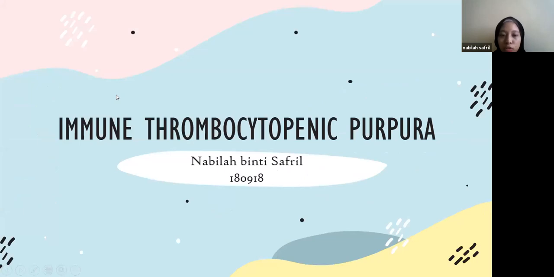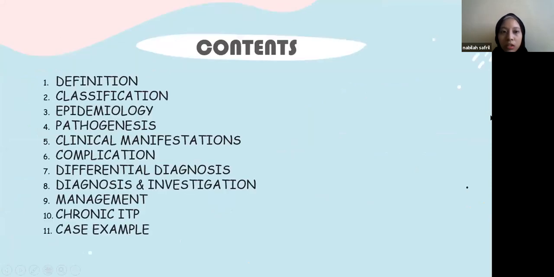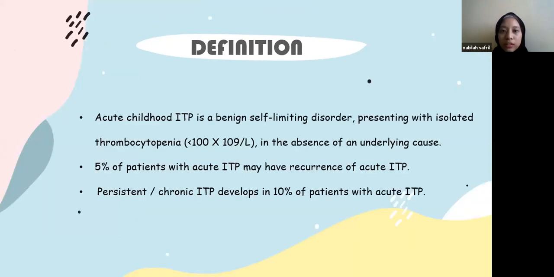Bismillahirrahmanirrahim. Assalamualaikum warahmatullahi wabarakatuh. My name is Ariffin, and I'm the last presenter for today. I will present immune thrombocytopenic purpura. So these are the contents that I will explain. First, I will give a brief definition. Then, in the last part, I will give a case example for immune thrombocytopenic purpura.